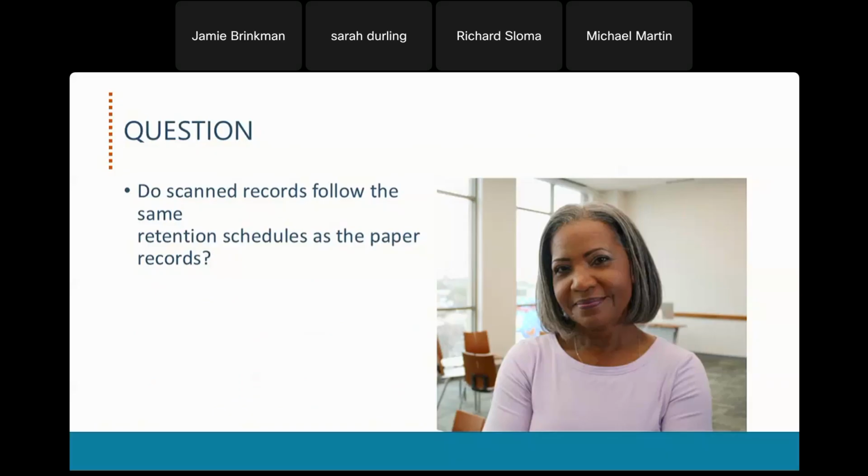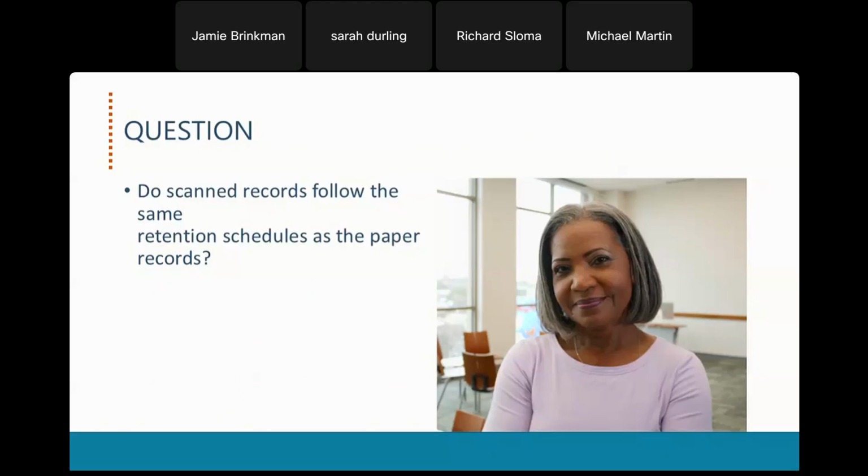So the next question is, do scanned records follow the same retention schedules as the paper ones? Michael, what are your thoughts on this? The answer is yes. In instances where the scanned copy is the official copy, the records must be kept for the duration of the retention period.